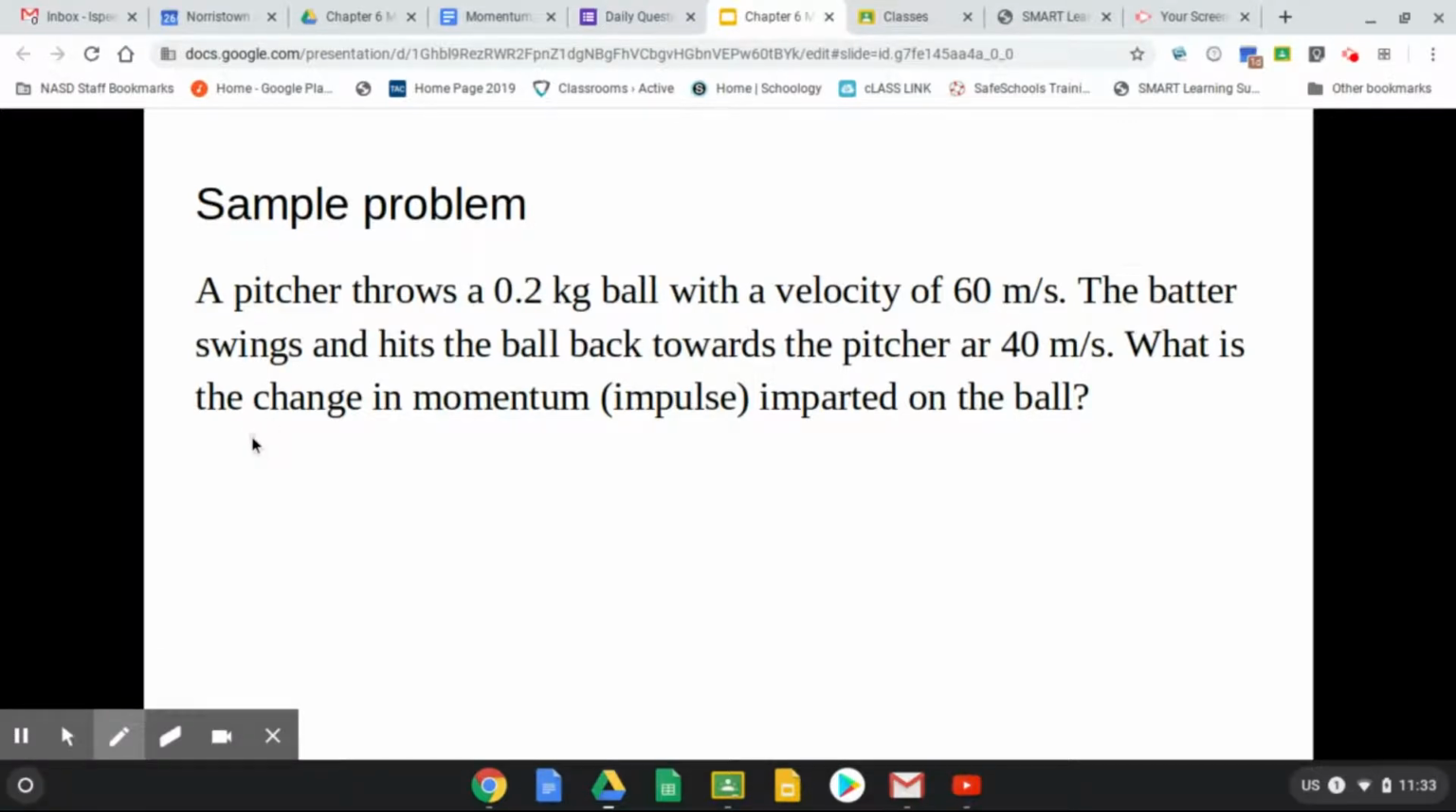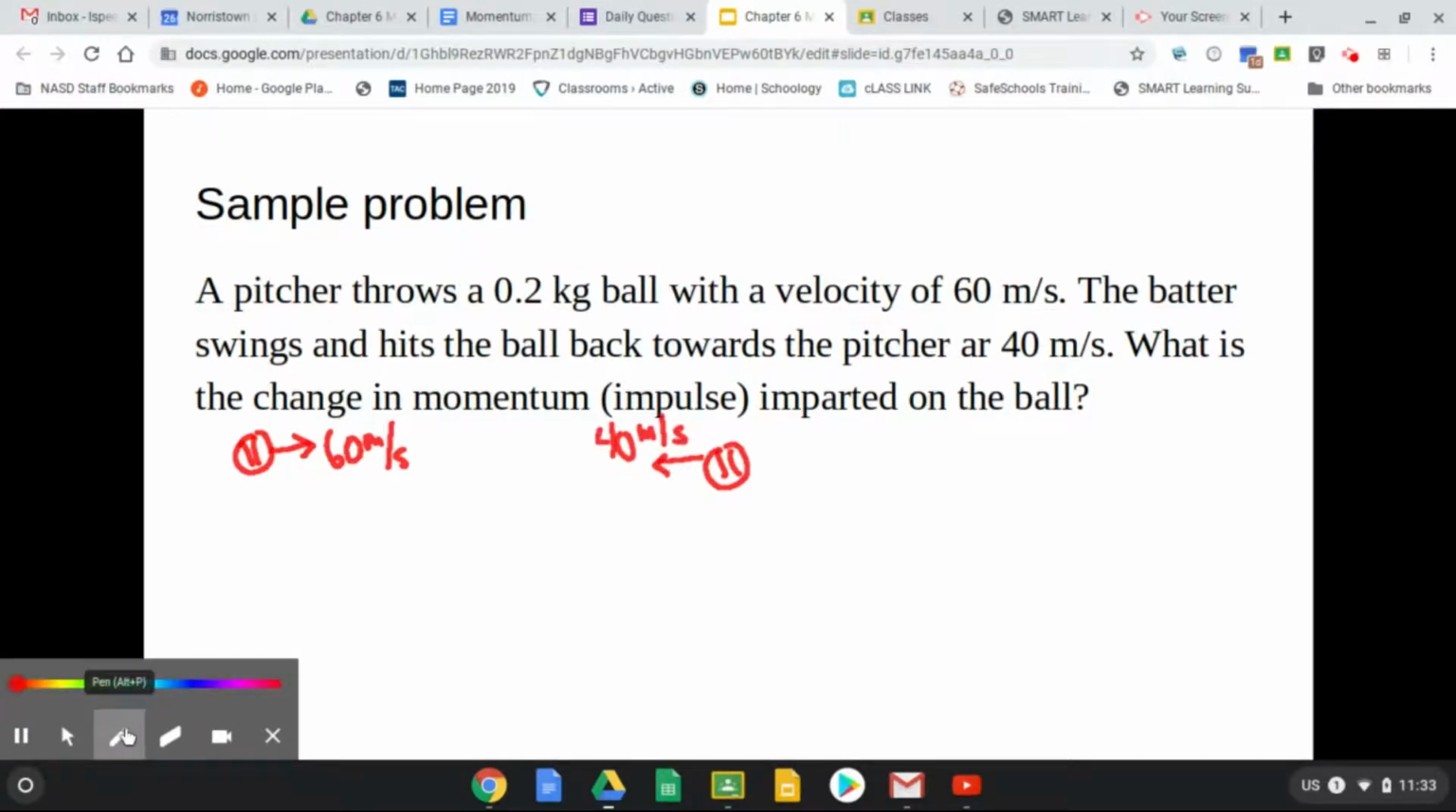All right. So let's start with, as usual, our drawing. So we've got a baseball originally thrown by the pitcher with a velocity of 60 meters per second. We've got that same baseball hit by the batter with a velocity of 40 meters per second. All right, let's talk about momentum.